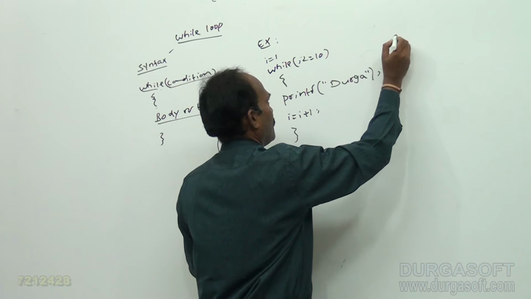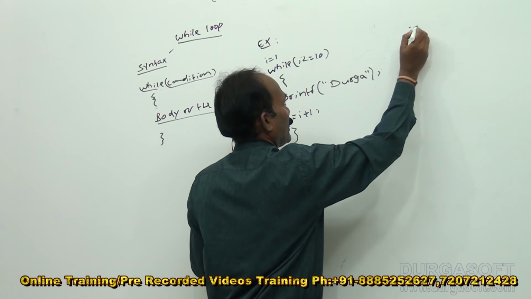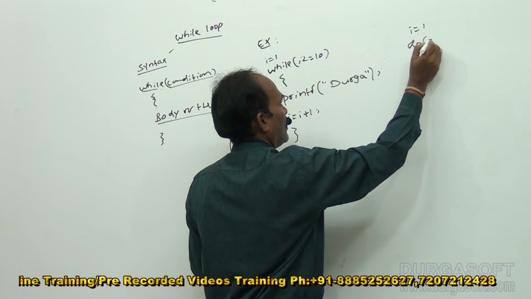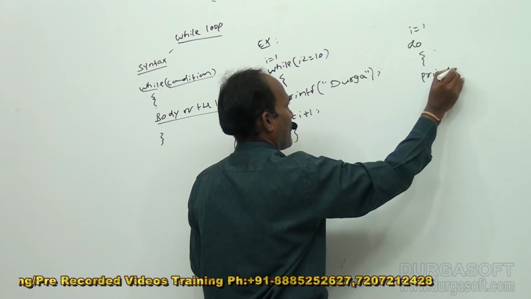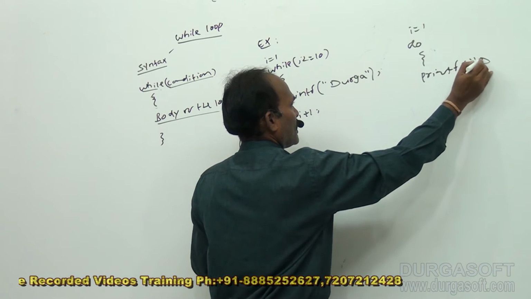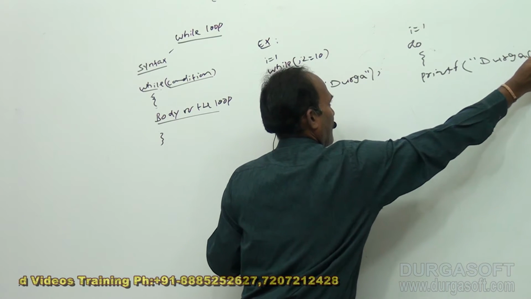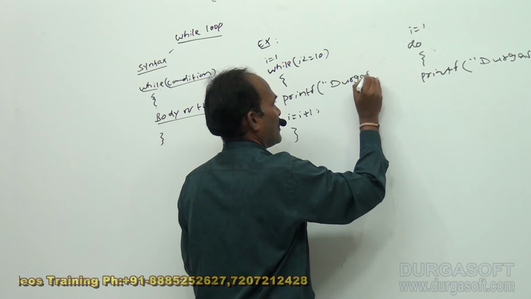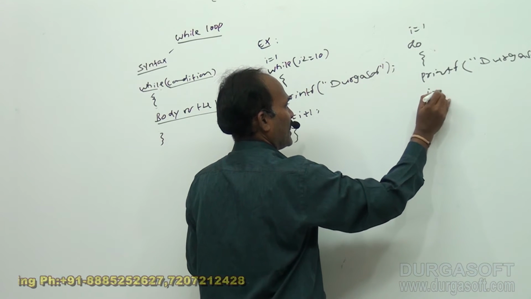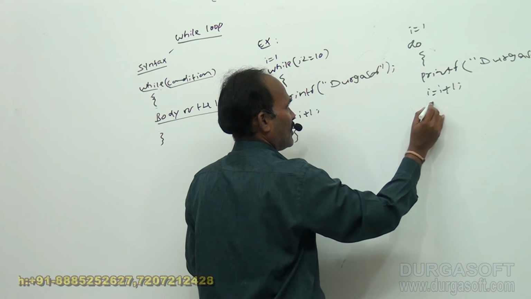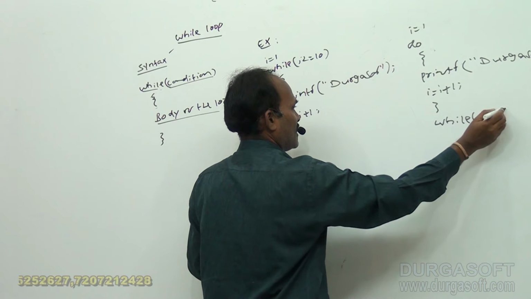The same loop I will implement with do while loop, same condition, same program. Here I equal to 1, do, there is no condition here. The body of the loop is printf DURGASOFT. And after printing, I equal to I plus 1, closing bracket, then while I is less than or equal to 10.